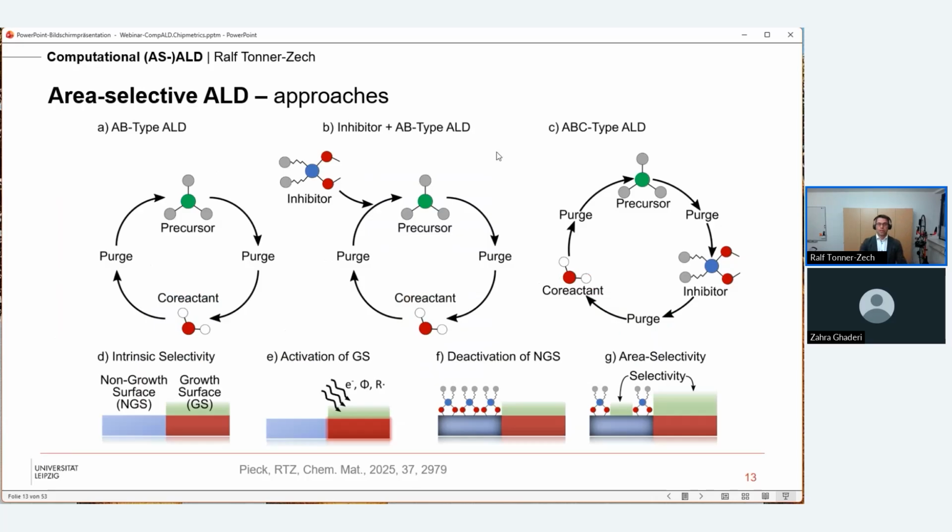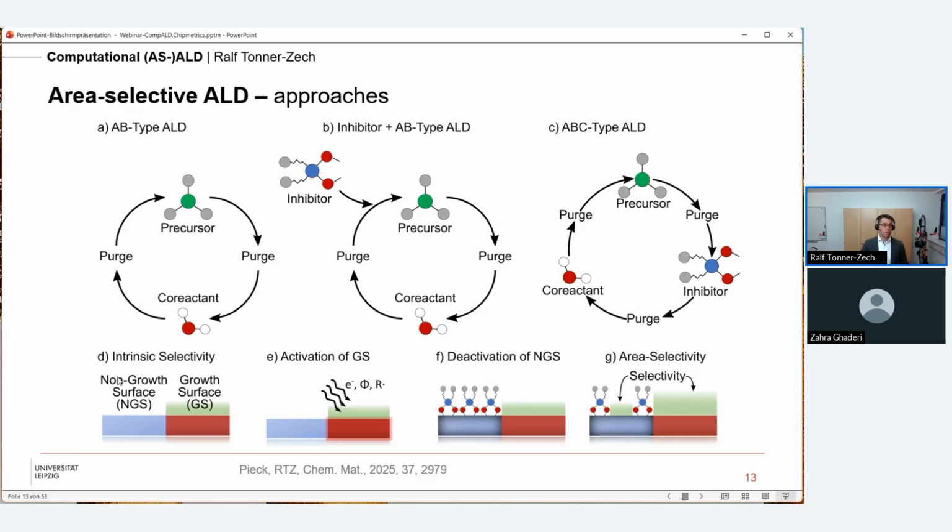So how can you do that? And I'll tell you in a moment why we want to do this for certain applications. There are several ways to do that. The first is sort of intrinsic reactivity, selectivity. So we have the normal ALD process, but now our precursor has a chemoselective reaction to the surface. So it only reacts with the growth surface and not with a non-growth surface, so you have an intrinsic selectivity of your precursor.